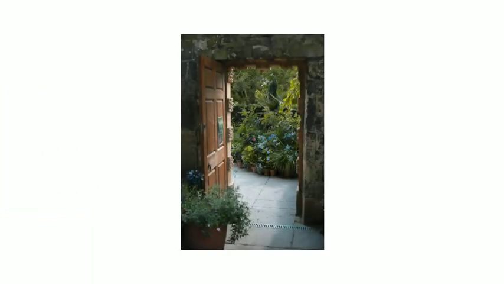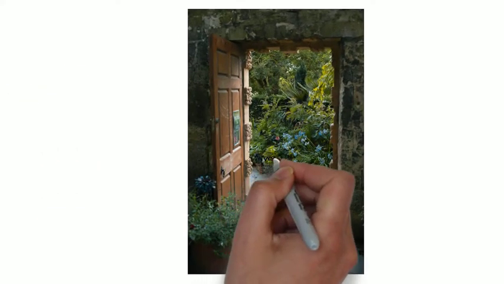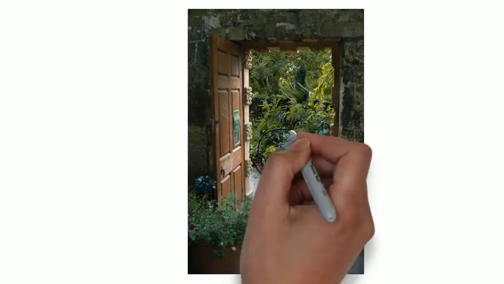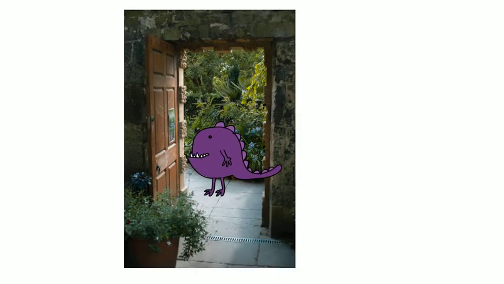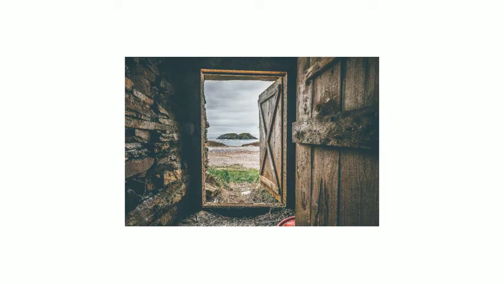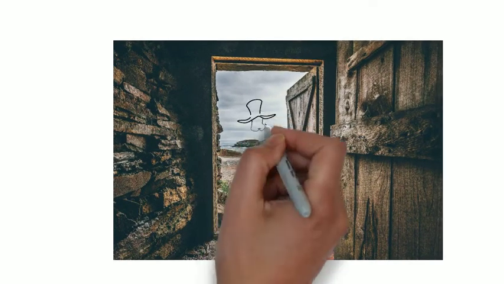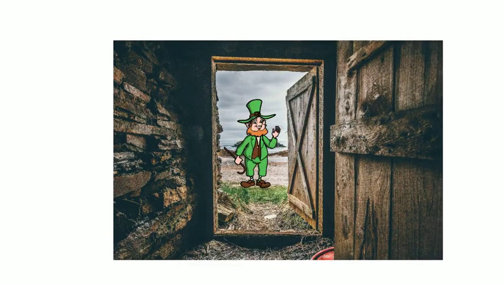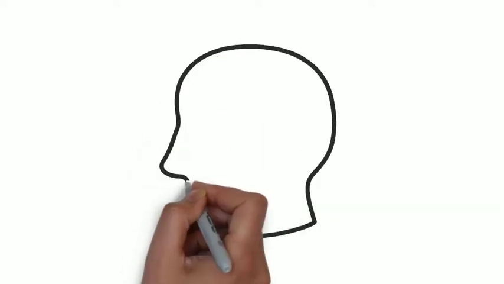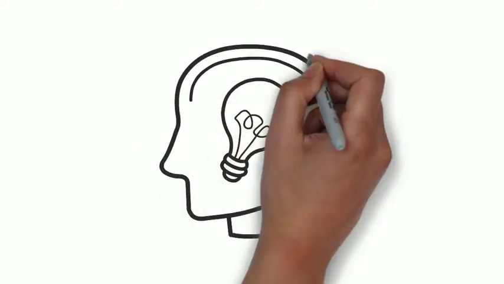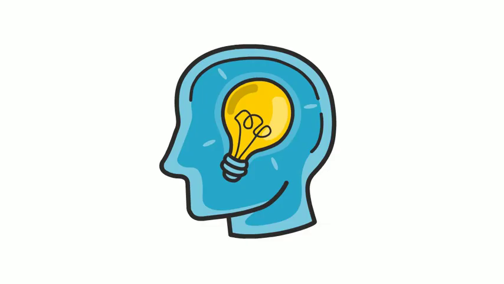Or you could say, I opened the door and saw a purple monster meandering in a garden. Or maybe you could say, I opened the door and saw a leprechaun on the beach. Be sure you are creative with your opening line and story, and be sure you are specific with your details.